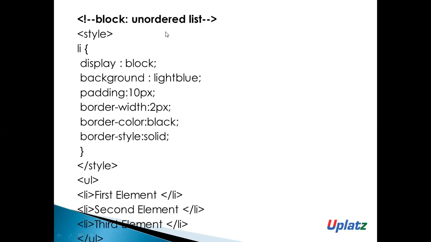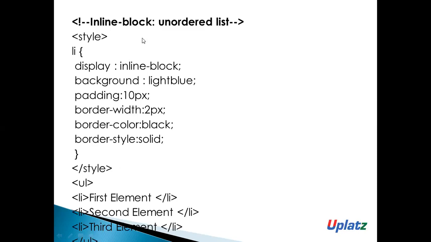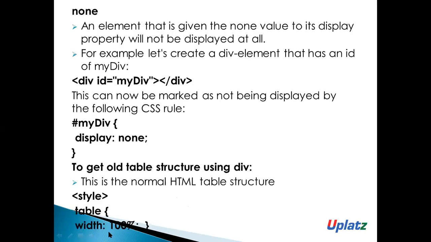Block unordered list, only one thing is changed: display is made as block. So this is the block unordered list. Other things are the same: border style, border color, border width, padding, and background. Next is inline-block unordered list. Background, padding, border width, border color, style, everything is the same. The only thing is display is inline-block. The remaining HTML part is the same.